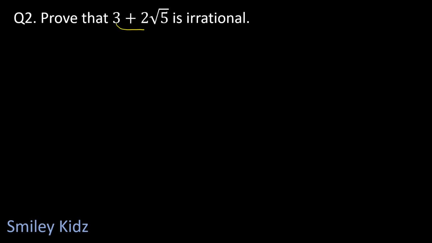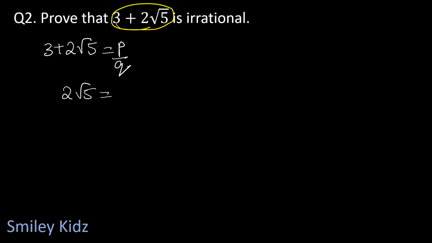Prove that 3 plus 2 root 5 is an irrational number. Now, first we're going to assume to the contrary that 3 plus 2 root 5 is rational. So it can be expressed in the form of P by Q. Now when I send this plus 3 to the other side, it turns out to be minus 3. So 2 root 5 is equal to P by Q minus 3.